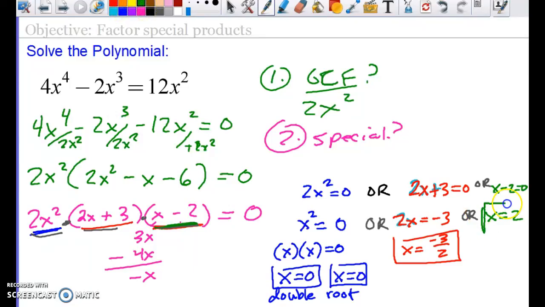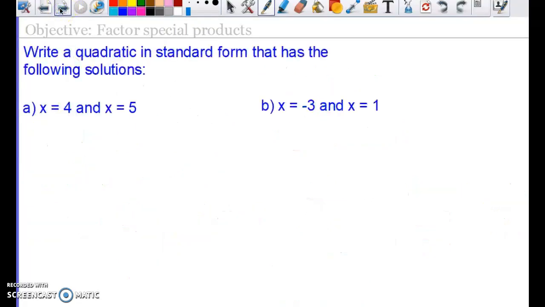You know what's crazy? What was the degree of the polynomial when I started? I have 4 answers, x to the 4th. It's called the fundamental theorem of algebra. Now, we'll talk about these problems in class.